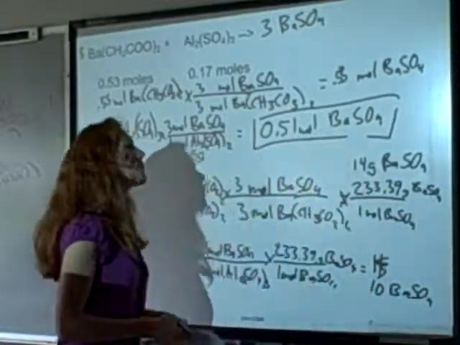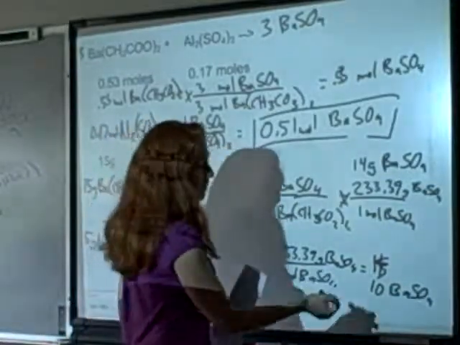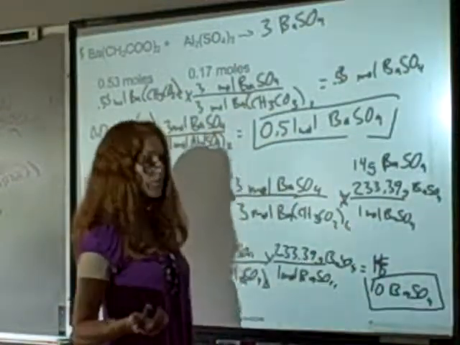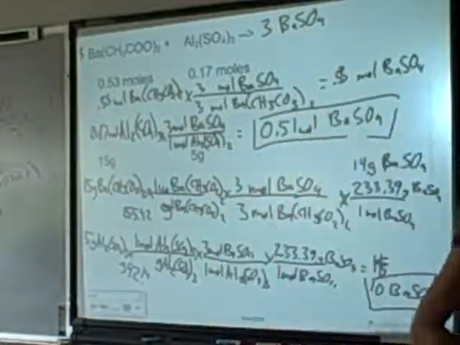All right, so the barium is going to be the excess reactant. That means my aluminum sulfate is going to run out as soon as I make 10 grams of barium sulfate. So the aluminum is my limiting reactant, and 10 grams are my theoretical yield.